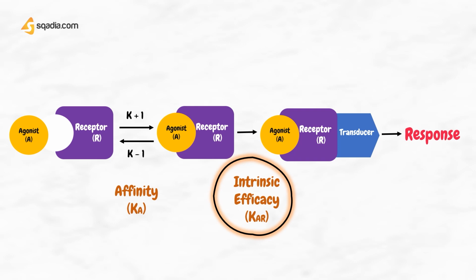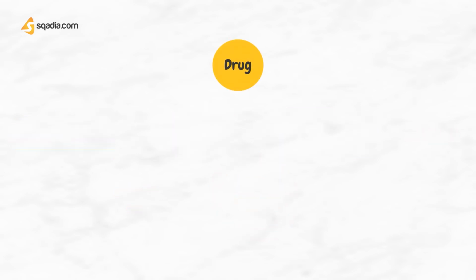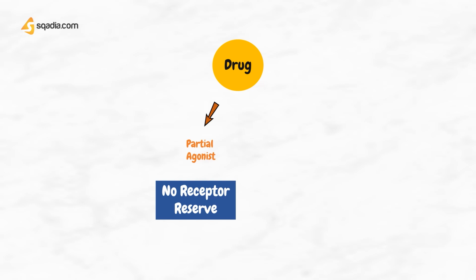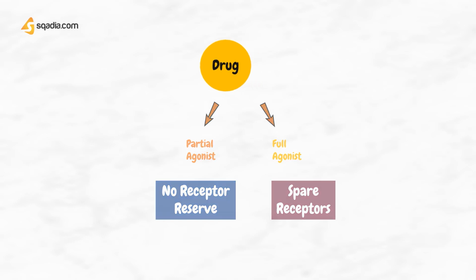This brings us to intrinsic efficacy. You must be wondering, what is this? This is the ability of an agonist to alter the conformation of a receptor in such a way that it elicits a response in the system. It is defined as the affinity of the agonist-receptor complex for a transducer. A drug that is a partial agonist in a tissue with no receptor reserve may be a full agonist in a tissue possessing many spare receptors because its poor efficacy can be offset by activating a larger number of receptors than that required by a full agonist.